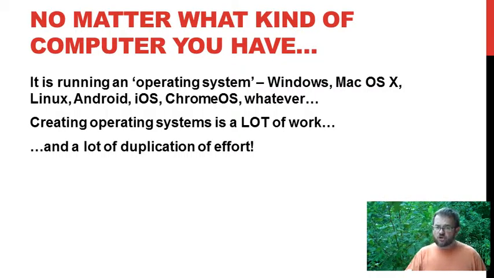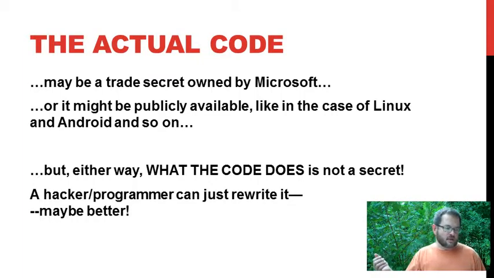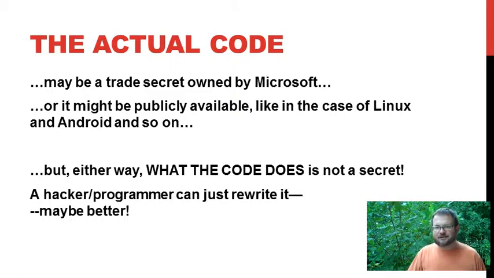The actual code, the programs that some programmer at Microsoft wrote, might be a trade secret. The actual code that somebody wrote when making their version of Linux might be open. You can download it and so on. But what the code does is not really a secret. Microsoft owns the copyright on their code that controls how Windows interfaces with a network connection.